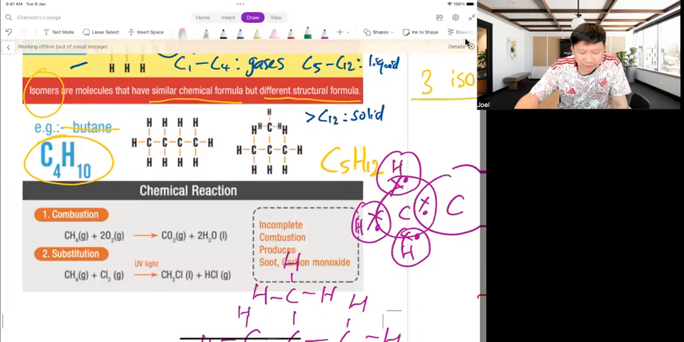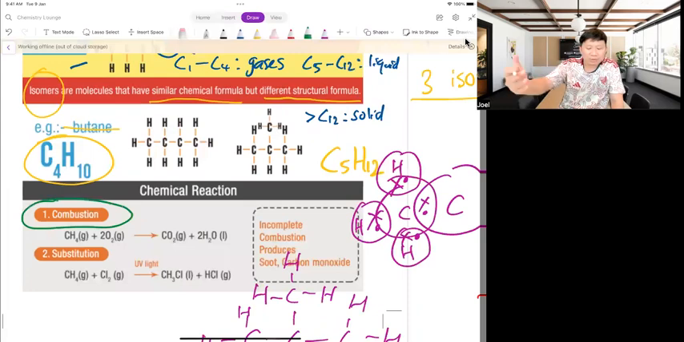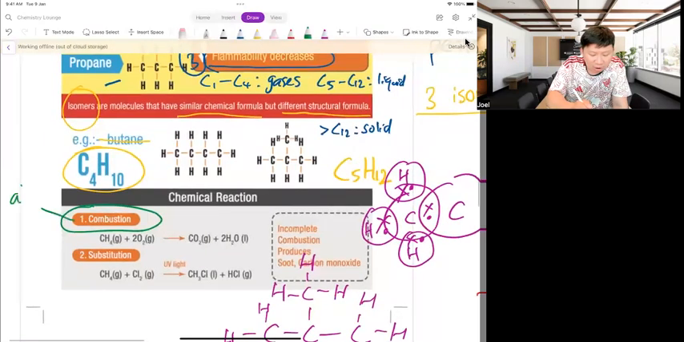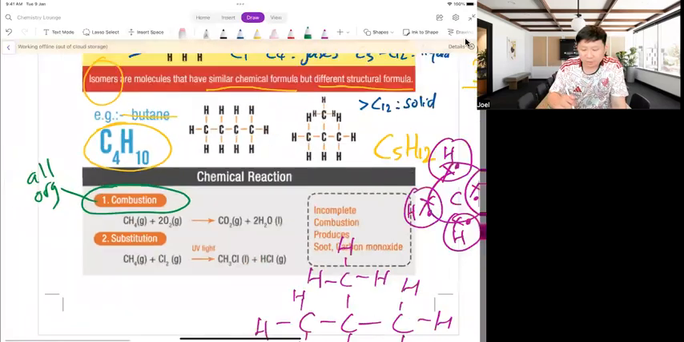Now, the chemical reactions for alkane. We must know that every homologous series will have their own special or unique reactions. Alkane undergoes combustion, but combustion applies to everything. So combustion, you write down: all organic compounds can undergo combustion. Combustion means burning in oxygen, giving out carbon dioxide and water.